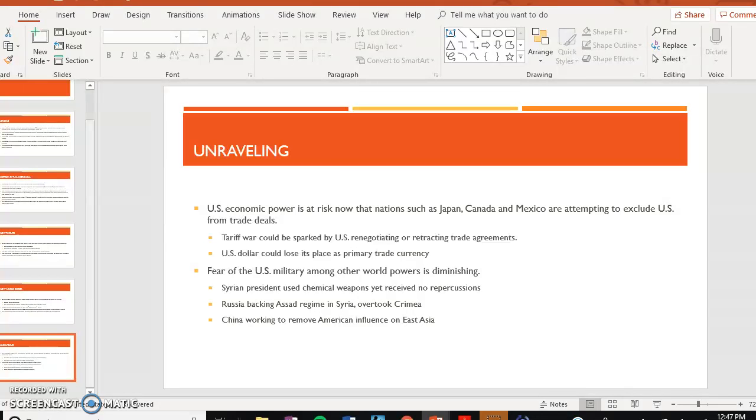The U.S. told the Syrian president if they used any chemical weapons, we would be coming for them. Of course, the president did use chemical weapons and received no repercussions. This kind of showed that America is not really following through. So, furthermore, this is just saying that the United States is losing their position as unchallenged power. There are many other opponents rising up, which really does lead to the threat of Pax Americana.